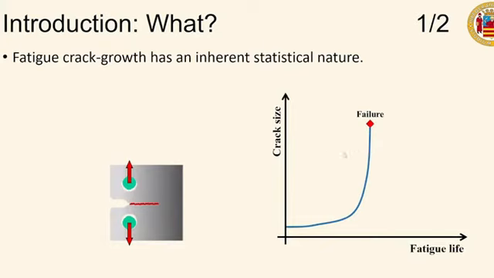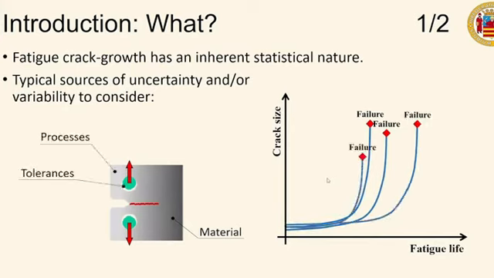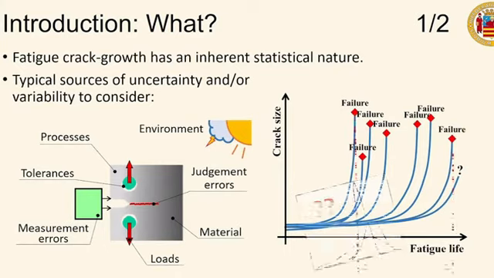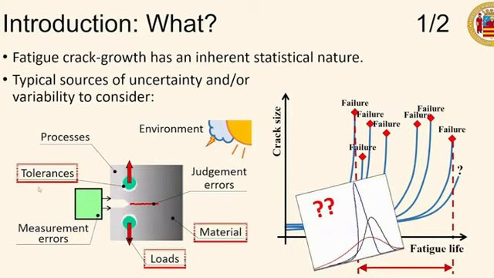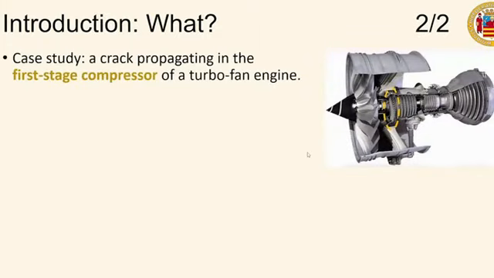However, this curve is actually different for any experimental test we perform, and this is due to the material itself, the loading condition, the processes, the geometrical tolerances, measurement, human judgment errors, the environmental condition, and so on. We will focus only on these three sources of variability, here in the red boxes, in this presentation.